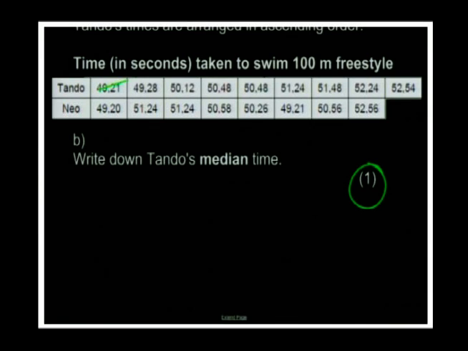1 that side, 1 that side, 1 that side, 1 that side, 1 off there, 1 off there, 1 off there, 1 off there. That's our middle. So our time is 50.48 seconds. Easy? Of course it is. Next one.